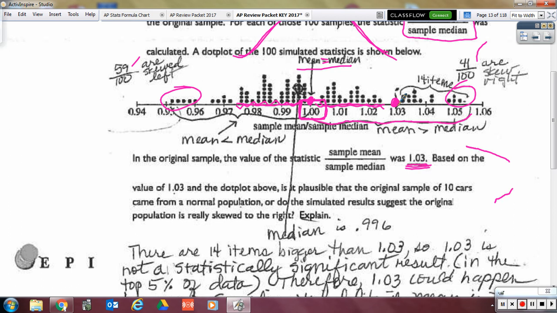So based on that, is it plausible that this original sample of 10, this guy right here, is coming from a normal population and it's just due to sampling variability? Or does this sample result, and these sample results suggest that the population is really skewed to the right?